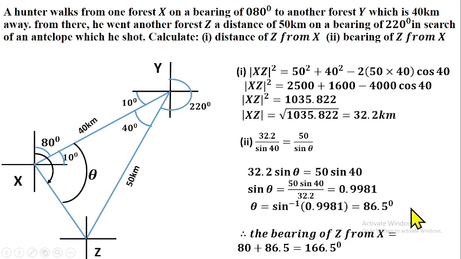So now that theta is this, you now add it to from here to here, which is 80. That will give us from here to here as the bearing of Z from X. So the bearing of Z from X will be 80 plus theta, which is 86.5, and that gives us 166.5 degrees.